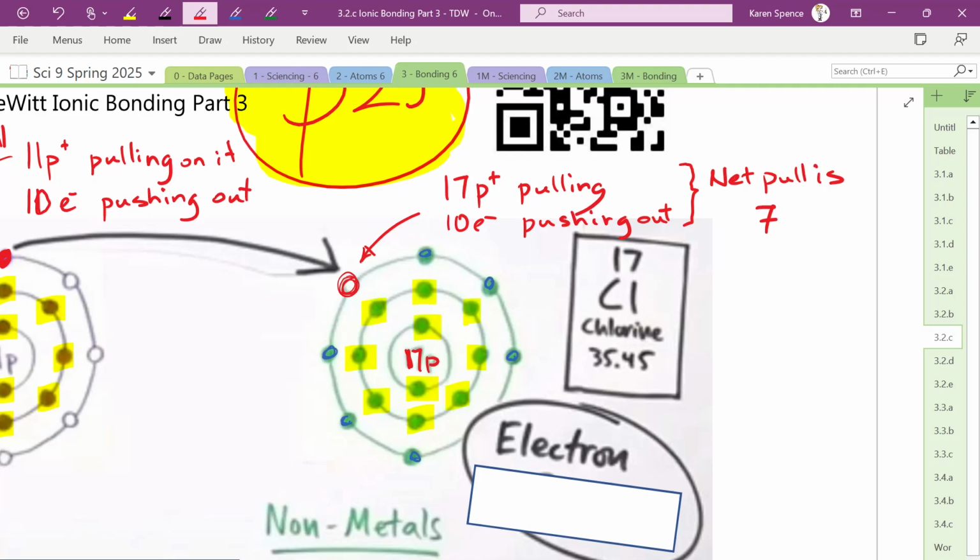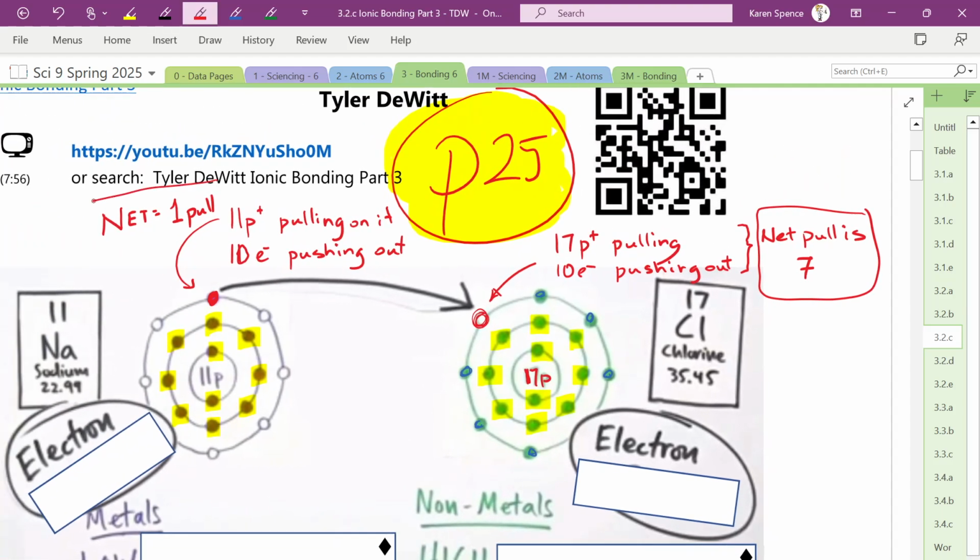So which atom has a stronger pull on that electron? Is it the one with the net pull of 7, or is it the one with the net pull of 1? The 7. So if you imagine you have a tug of war, and you've got 7 people on one side and 1 person on the other, which side is going to win? I mean, unless you've got 3-year-olds versus a strong man or something like that. If you've got equal pullers, the 7 will win.